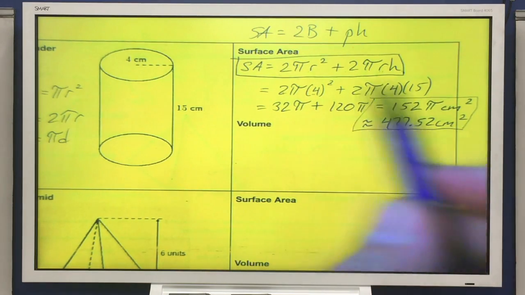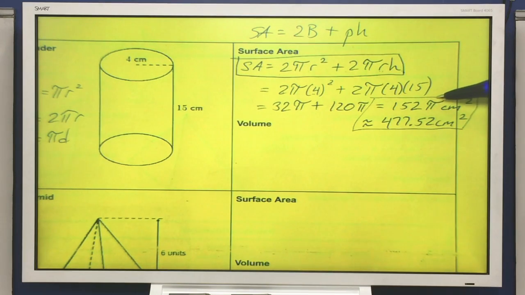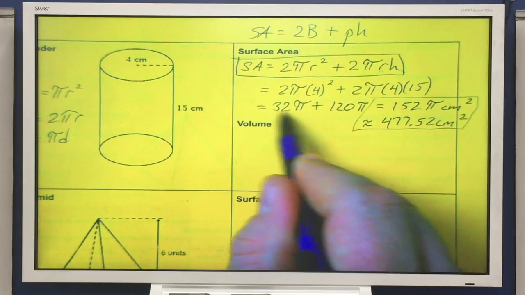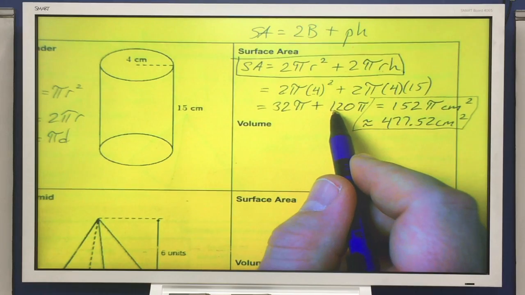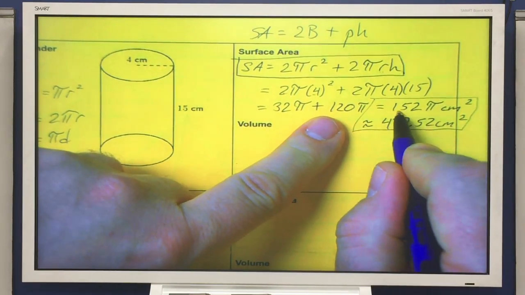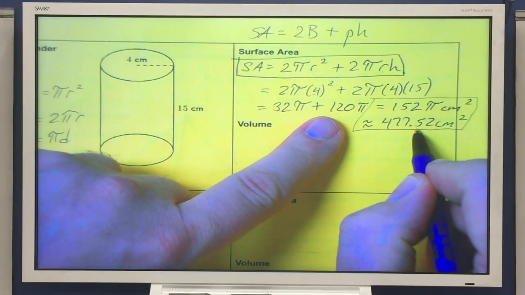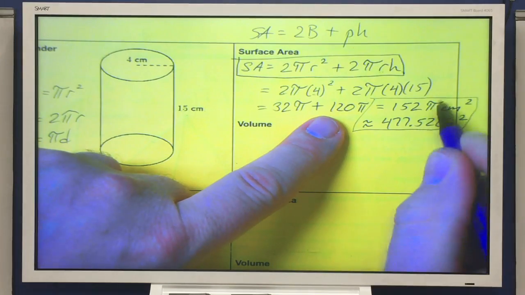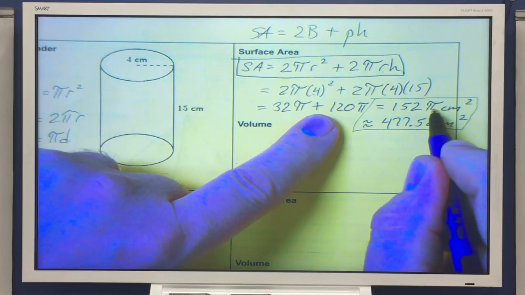Now, you may be asked in the book or in an assessment to give your answer in terms of pi. That's what they mean. You don't multiply this out to get the decimal. Don't pull out the calculator. Don't go to Desmos right away. Just leave the pi on the end, or if they want you to give the decimal, you'll know to give the decimal. I accept either answer, but if the problem asks for the answer in terms of pi, I'm looking for this guy.